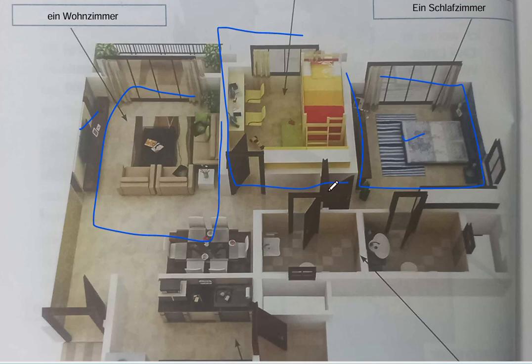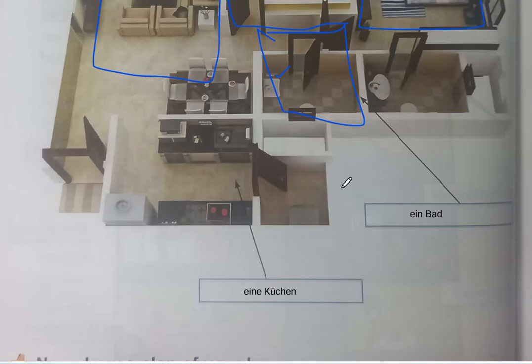Okay, so let's see what's next. Over here we can see, oh, is that a sink? Yes, it looks very good. So that's a sink, and that's most probably a bathroom. And the word for bathroom that we saw was ein Bad.